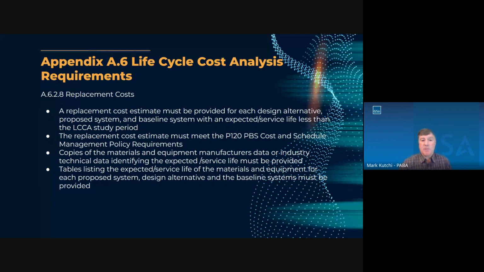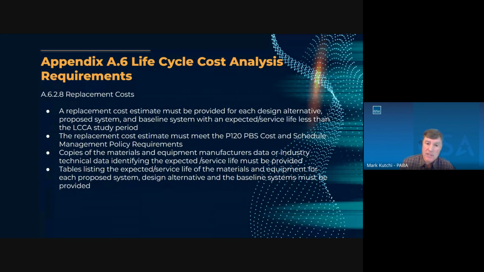Replacement cost estimates must be provided for each design alternative, proposed system, and baseline system with an expected life less than the LCCA study period. So if a study period is 40 years, which is typical for new buildings, and an HVAC system lasts 15 years, then that equipment will have to be replaced at year 30. If the equipment lasts longer than the study period, then the replacement cost wouldn't be included.